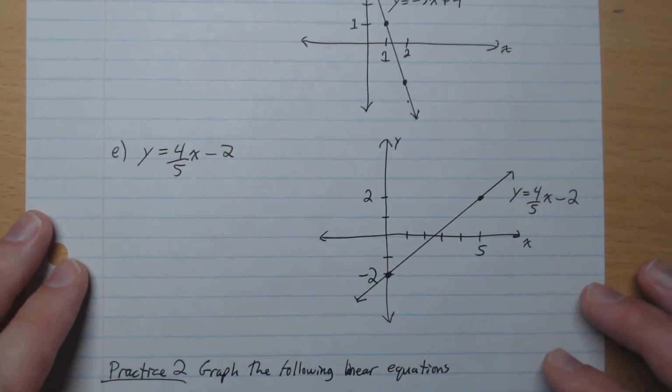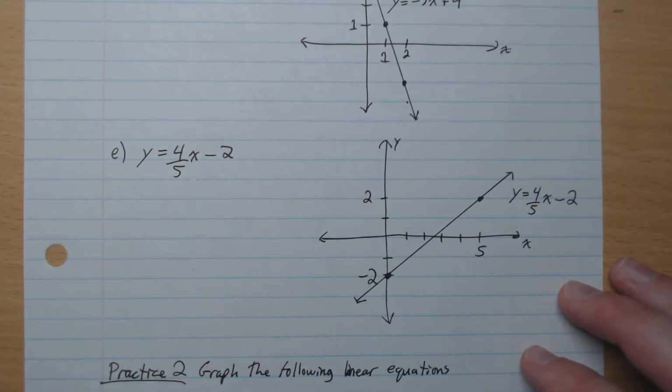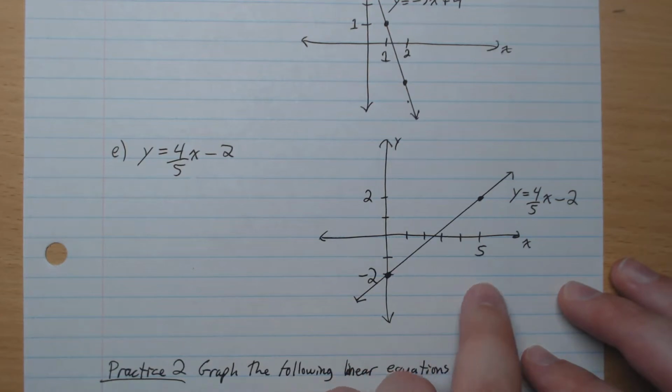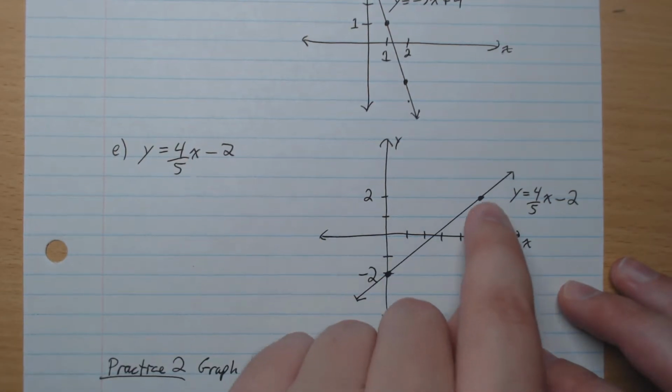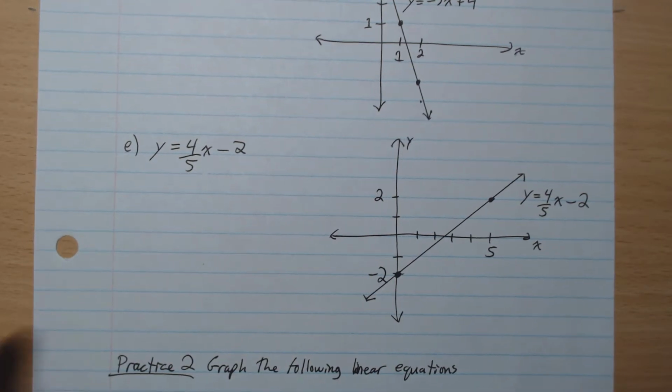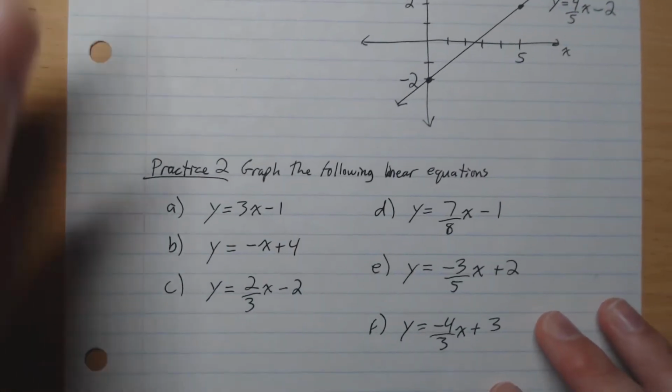Okay, last example, E, 4 over 5x minus 2. So we go -2, that's our y-intercept, start there. So we go over 5, 1, 2, 3, 4, 5, up by 4, 1, 2, 3, 4, and then there's our line, like that. Okay, so you get to practice a lot now.